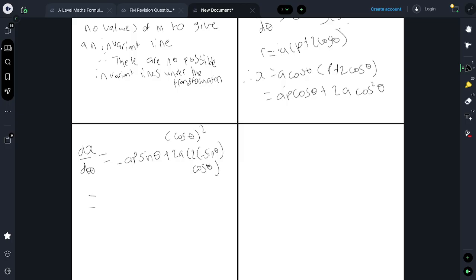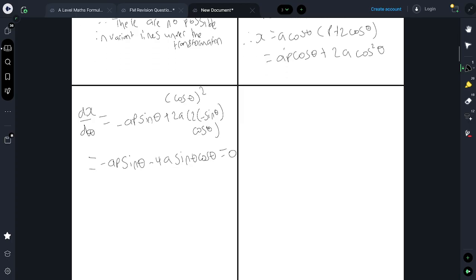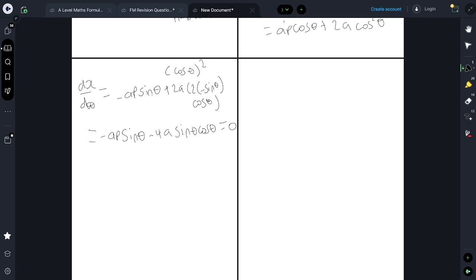Let's now simplify this. Minus ap sine theta minus 4a sine theta cos theta. And this has to be 0, right? As dx d theta. So really all we're doing now is solving a trig equation. So we get, well, I note sine theta is on both sides, and also a's on both sides as well, actually. So a sine theta of minus p minus 4 cos theta is equal to 0.